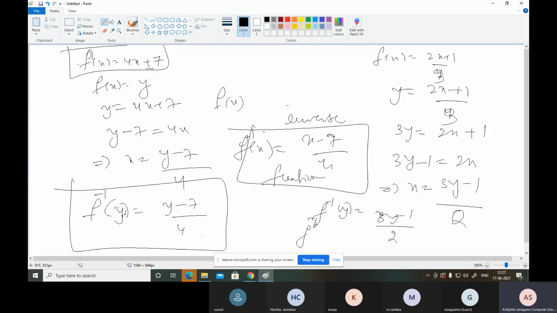What is the f inverse of x? That is 3x minus 1 by 2. So this is the inverse function. That is, f of x equal to 2x plus 1 by 3, and f inverse equal to 3x minus 1 by 2. Okay. So these types of questions are asked in exams. Now we will discuss some more MCQs.